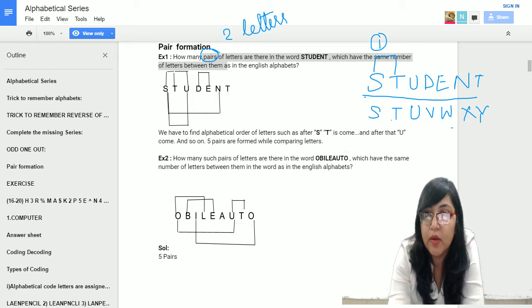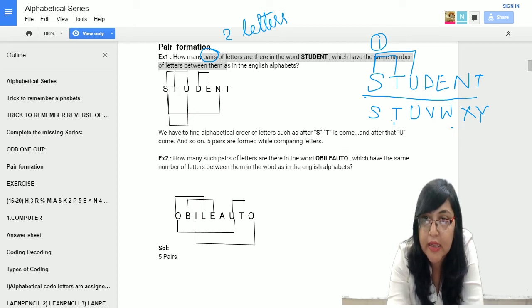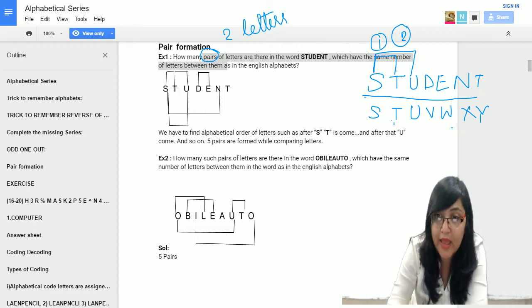Now you see in here, between S and U in the English alphabet, you have one letter. In the word student also, between S and U you have one letter. So you have the same number of letters between S and U in the English alphabet and in the word. So this is also a pair. Okay, so this is our second pair. Next let us move on.